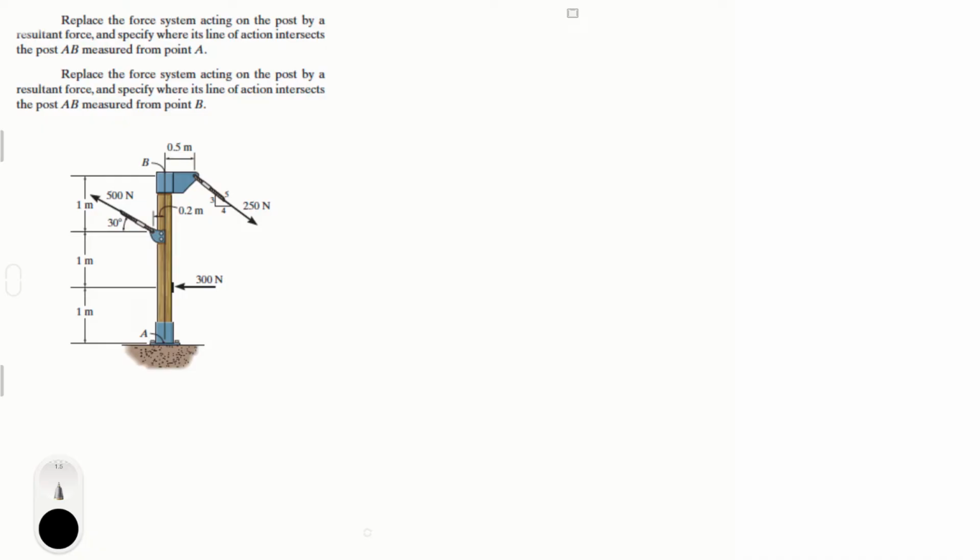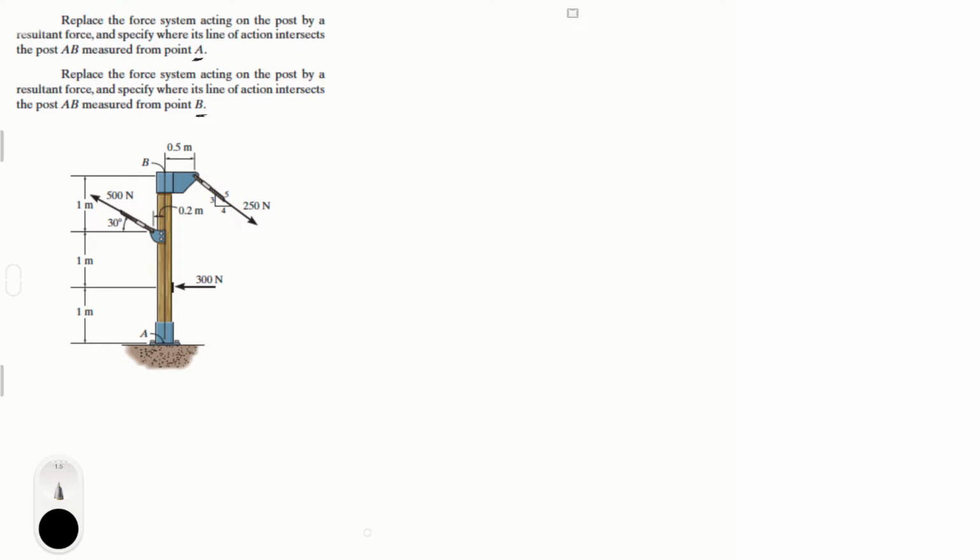Alright guys, let's do these two problems that say replace the force system acting on the post by a resultant force and specify where its line of action intersects the post AB measured from A. And on the second part, the same thing, but measured from B. Alright, this problem is very easy.